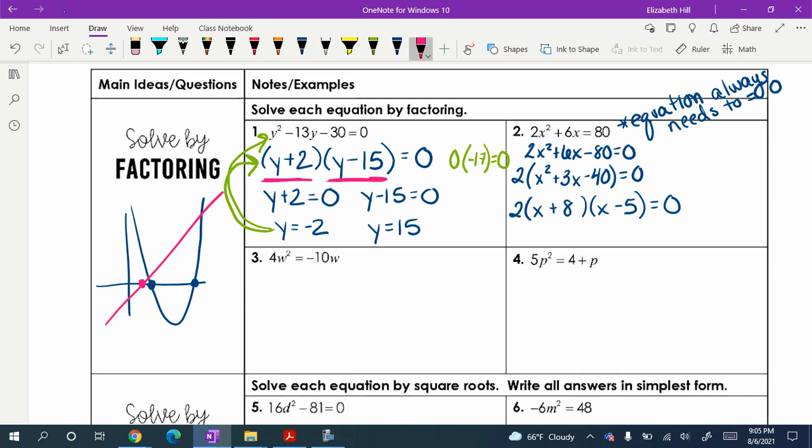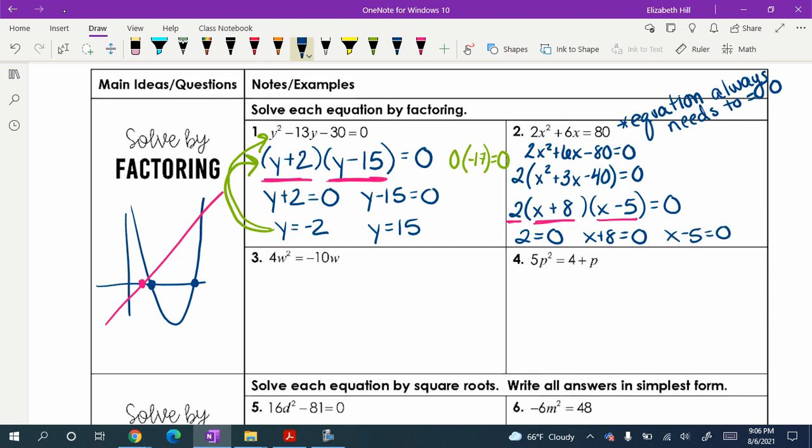Now, I have 3 factors. I have 2, I have x plus 8, I have x minus 5. And when I look at these factors here, I can go ahead and set them all equal to 0. So 2 equals 0, x plus 8 equals 0, and x minus 5 equals 0.